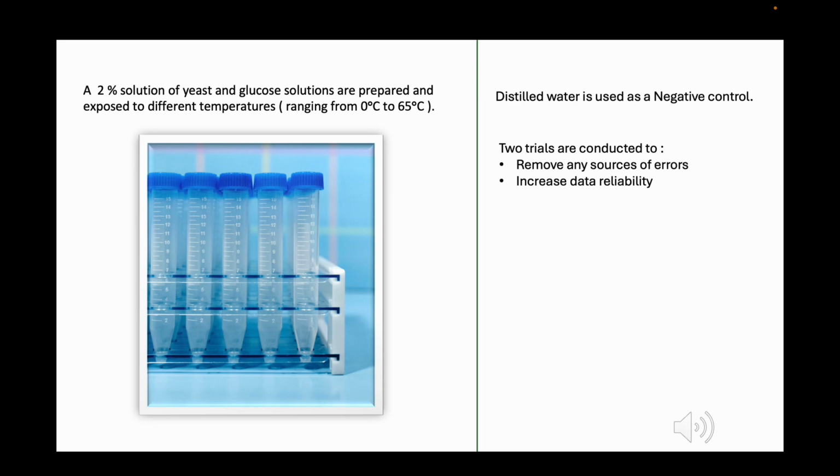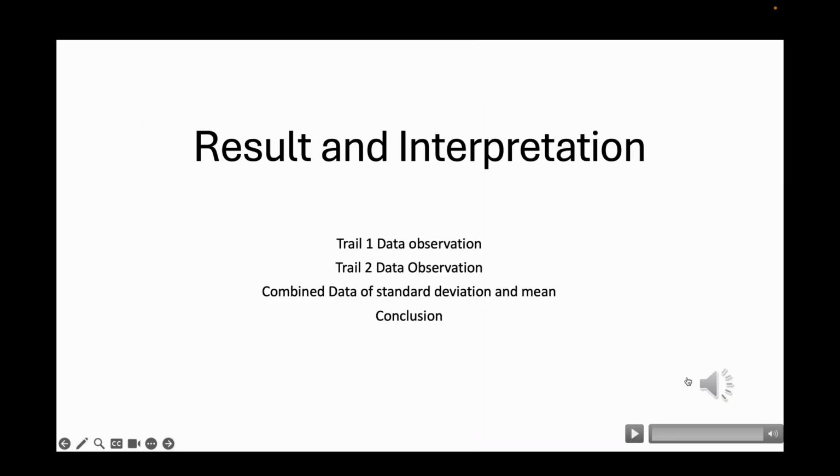A total of 2 trials were conducted over a duration of 2 weeks to increase statistical power and ensure accuracy, therefore reducing any chances of error. Now, there are 5 specific variables that are being controlled in the experiment. The 5 variables are temperature, CO2 production, time, concentration of yeast and glucose solutions, and volume of solutions. So this was our experimental method or the procedure that we used to carry out this experiment. In the upcoming slides, I am going to discuss the results and interpretation of the experiment.